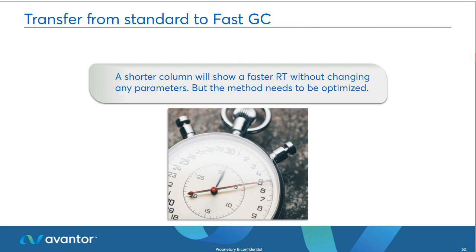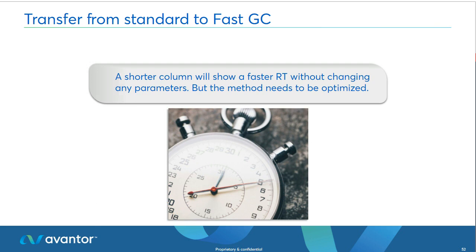So then we're going to have a look at transferring from a standard to fast GC method. A shorter column will show a faster retention time without changing any parameters, but the method would need to be optimized because the resolution may be poor, and you do need to optimize it because having a shorter column isn't the only thing you need to achieve fast GC.